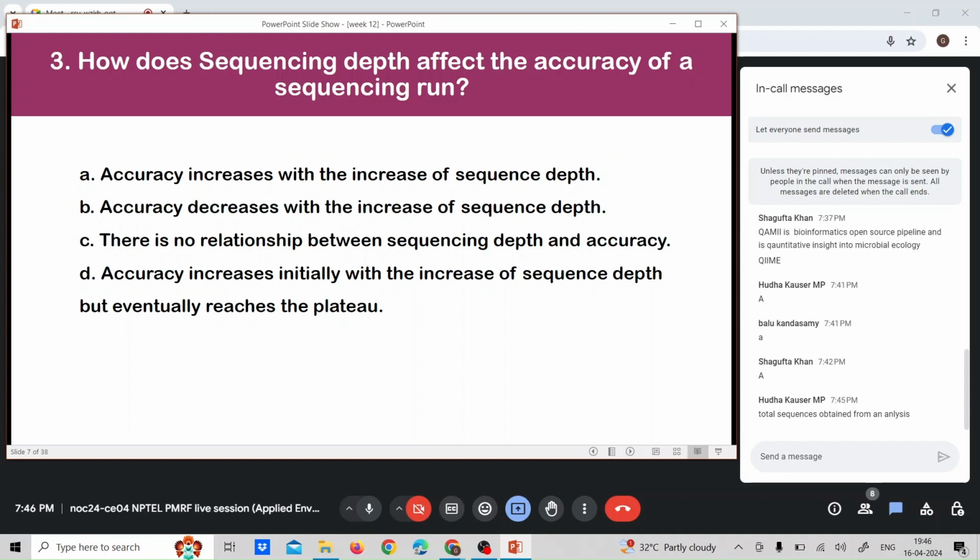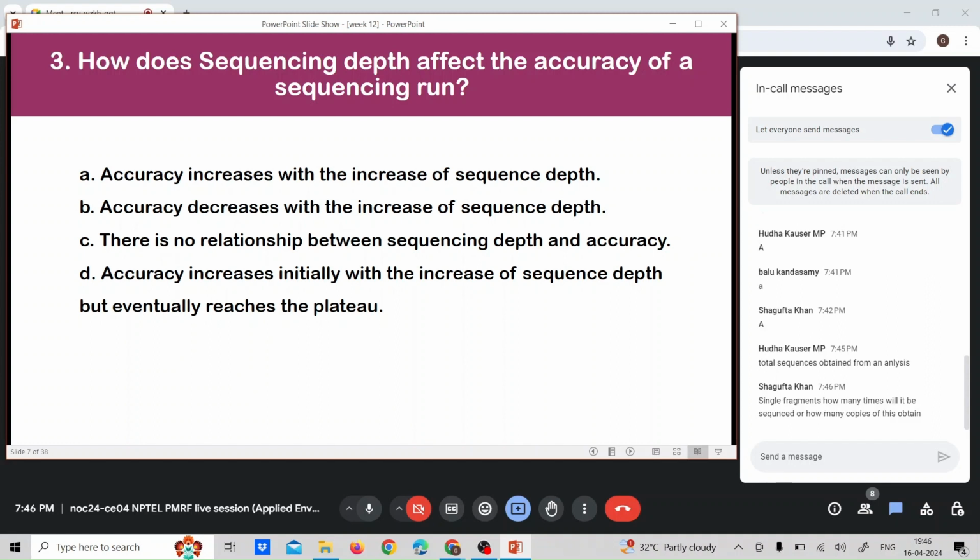One of you was telling that total sequences obtained from the analysis is the sequence depth. Single fragments, how many times? Okay, how many times we are sequencing a single fragment is known as sequence depth. Any more answers?